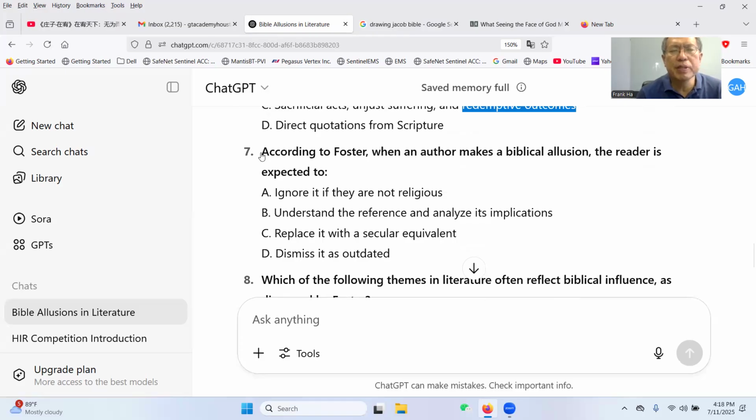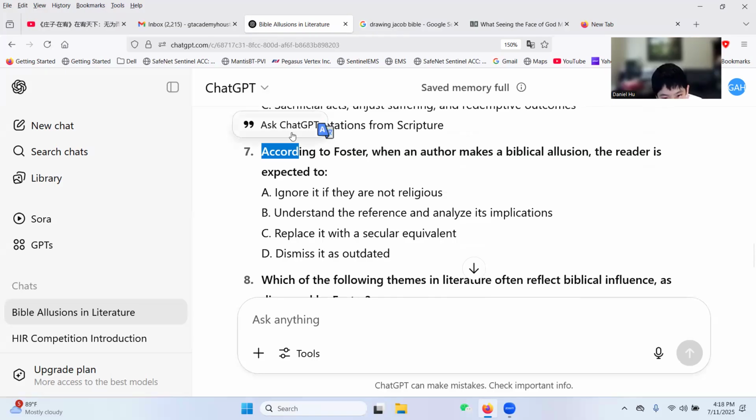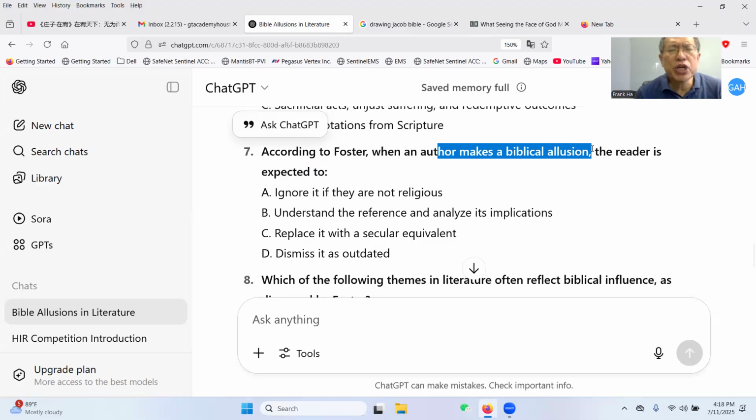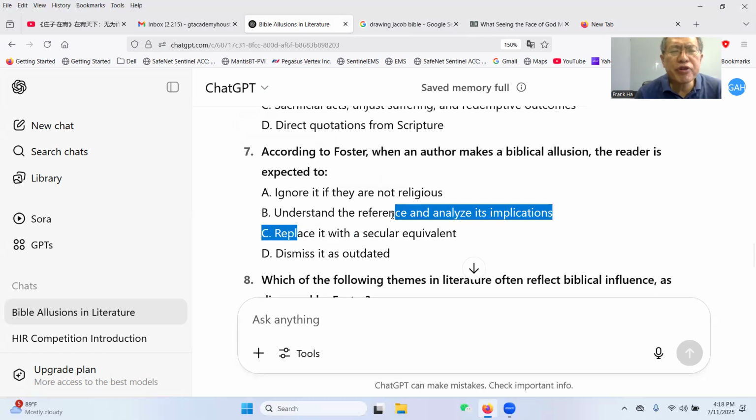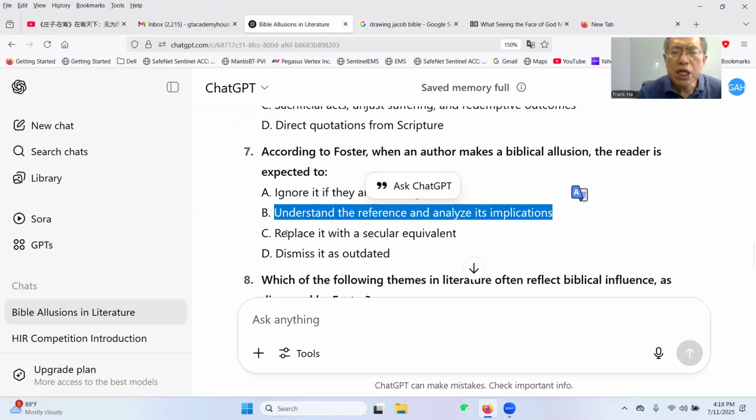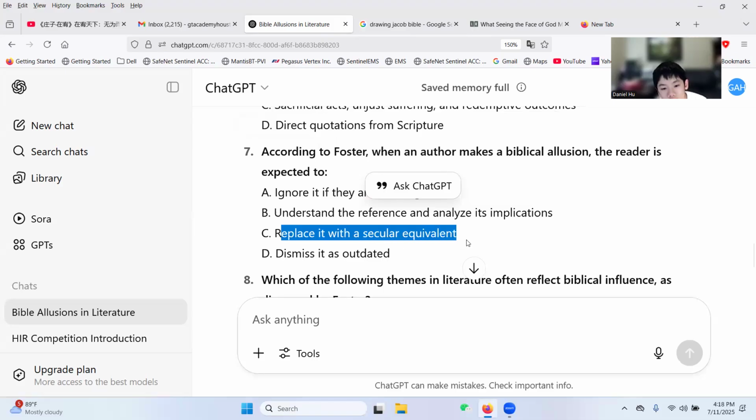Daniel, number 7. According to Foster, when an author makes a biblical allusion, the reader is expected to replace it with a secular equivalent. When an author makes a biblical allusion, the reader is expected to ignore it, of course, wrong. Understand the reference and analyze its implications. B. Make sense? Not replace it with a secular equivalent.